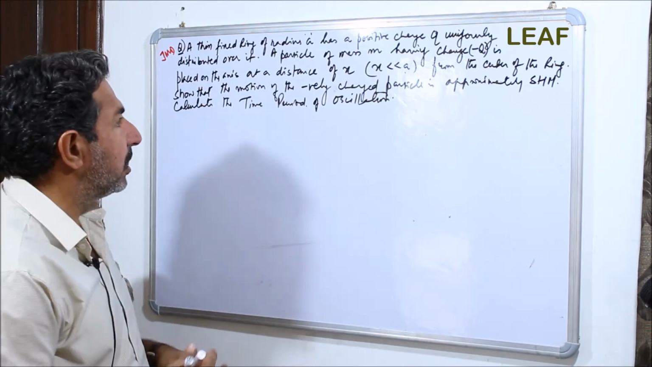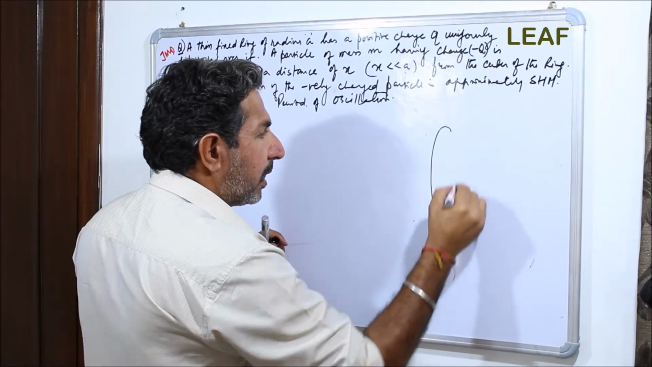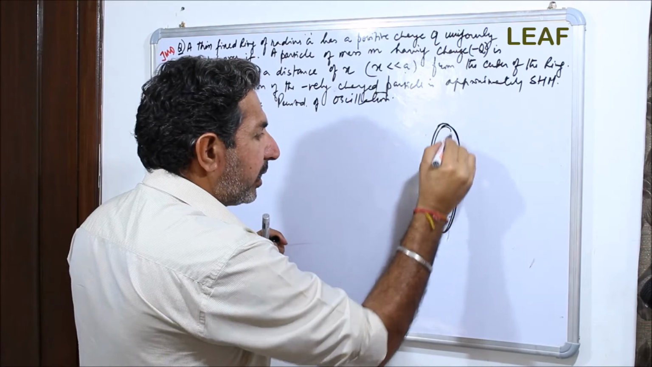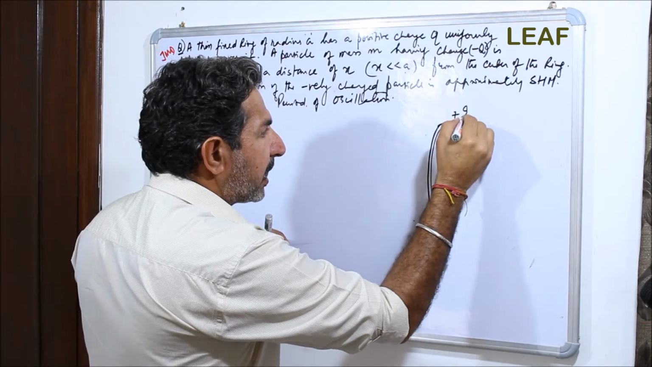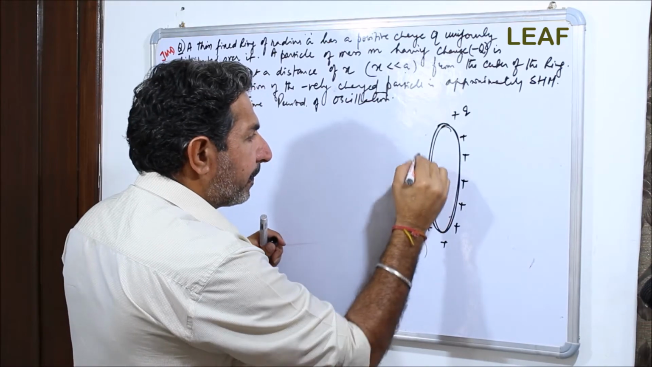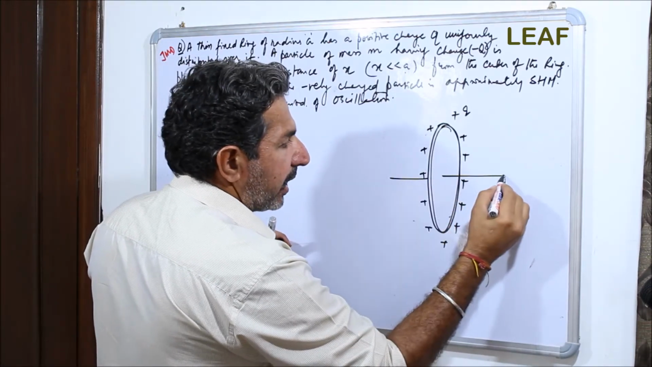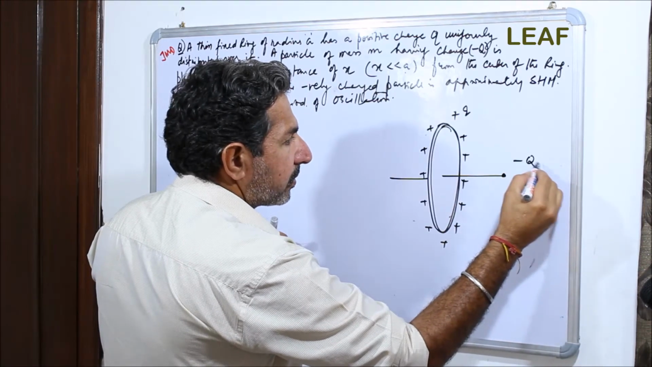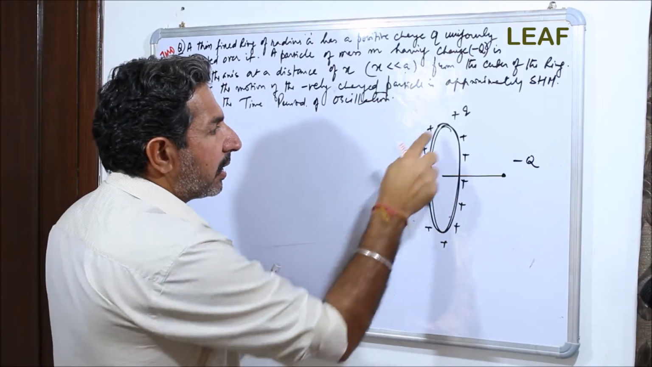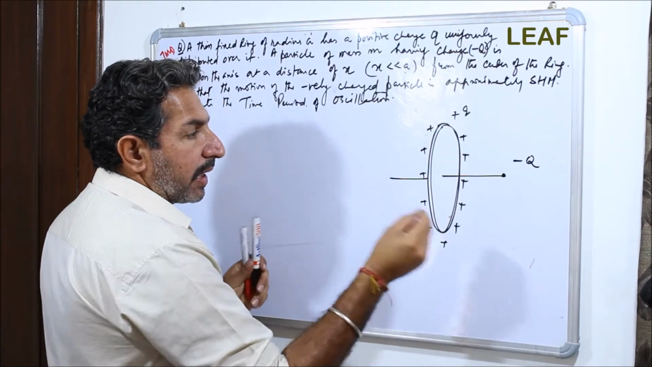So in this question, there is a ring, and the ring has a radius a. I'm going to make a three-dimensional figure. So this is plus Q, meaning positive charge is spread over the ring, and this is the axis, and this is the negative charge placed on the axis of the ring, and we have to show that this negative charge is executing SHM.